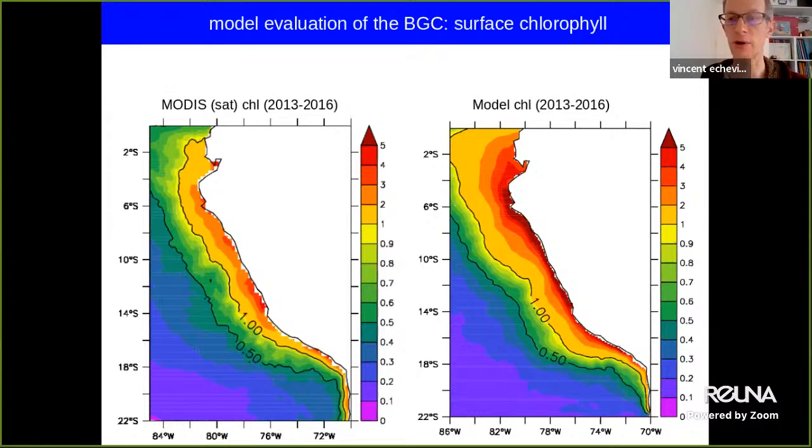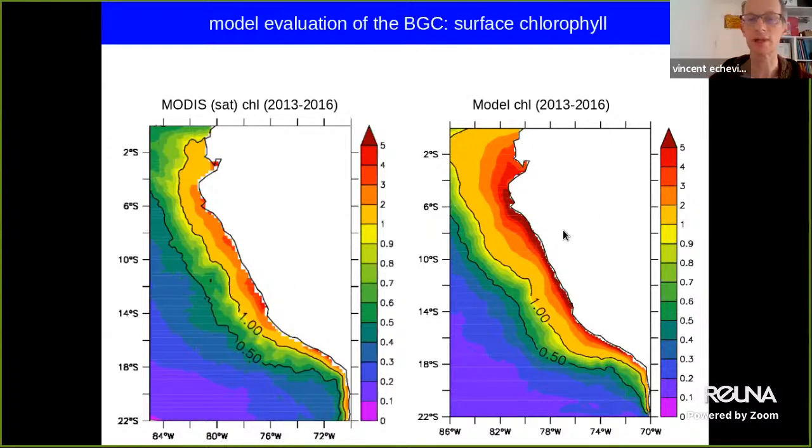biogeochemistry. And one very powerful source of information is to use satellite data, chlorophyll satellite data. In this case, it's a climatology over the years 2013-2016 from the MODIS sensor. And what you can see here over Peru is a high concentration of chlorophyll near the coast due to the upwelling dynamics that bring a lot of nutrients to the surface. And then this concentration decreases offshore because all the nutrients get consumed, etc. So you have really this characteristic cross-shore gradient of chlorophyll, okay?